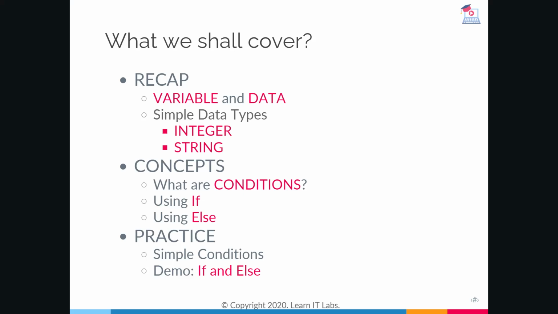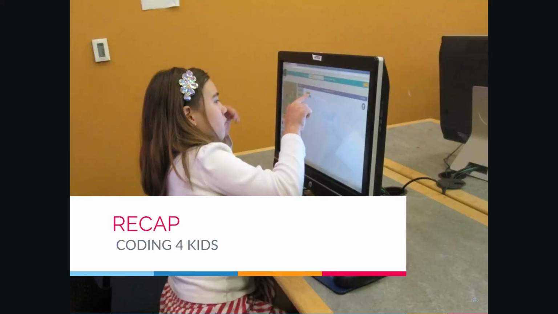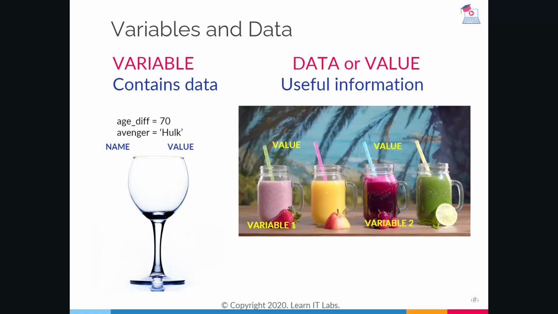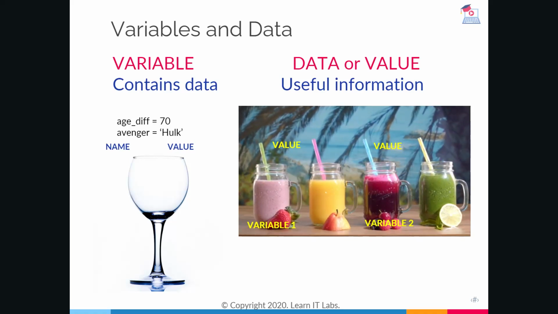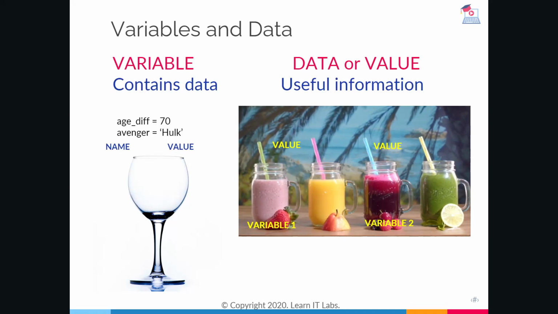Let's recap. Last time we talked about storing information. Can anyone tell me what a variable is? A variable is a container that holds data. And that data is the useful information we want to store, like the number 70 or the word Hulk. We learned that variables have a name and a value.